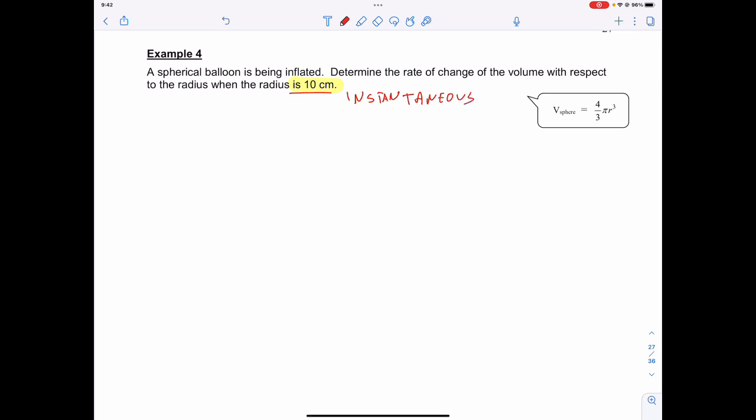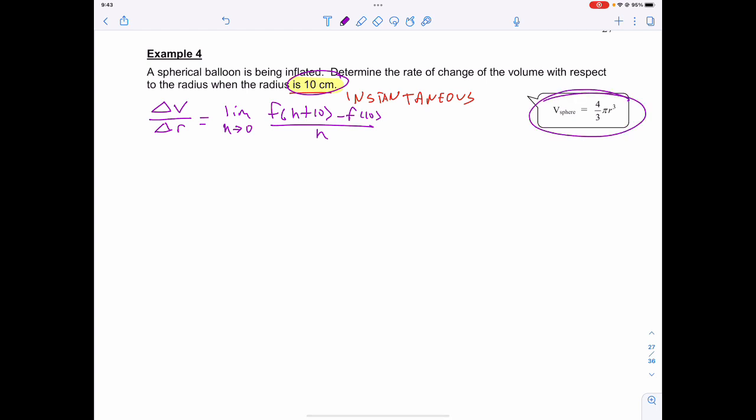So, in this case, I'm dealing with the change in the volume divided by the change in the radius. Because it's instantaneous, I'm going to state that the limit as h approaches 0 of f of h plus 10 minus f of 10, divided by h, because we're looking for this at the radius value of 10.